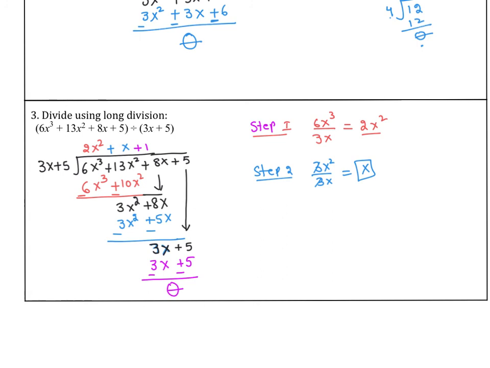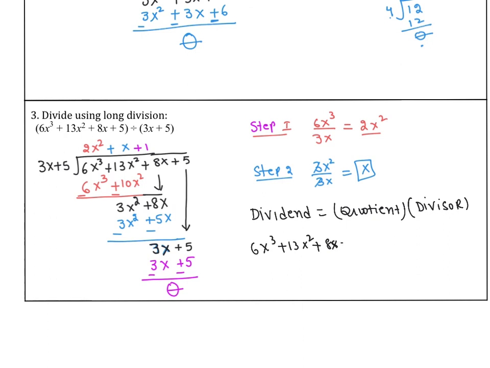Whenever the polynomial is divisible completely by the factor, then the formula is: dividend equals quotient times divisor. So the dividend, which is 6x cubed plus 13x squared plus 8x plus 5, equals the quotient, 2x squared plus x plus 1, times the divisor, which is 3x plus 5.